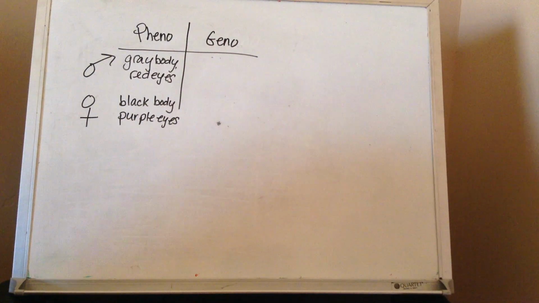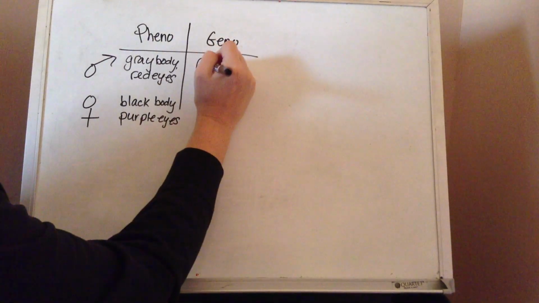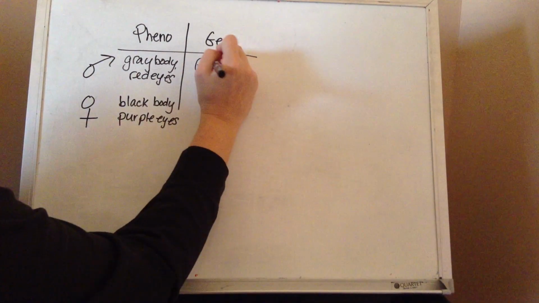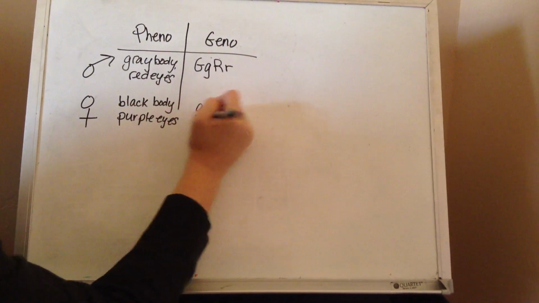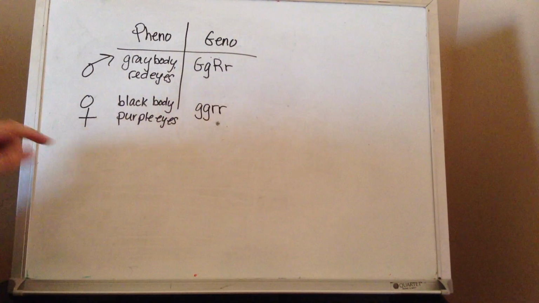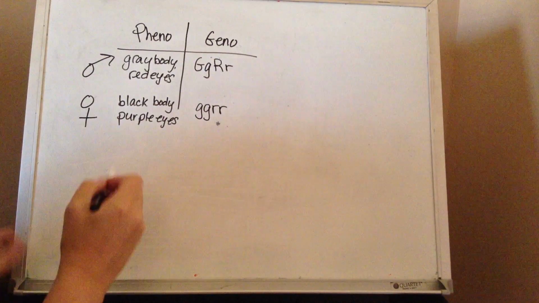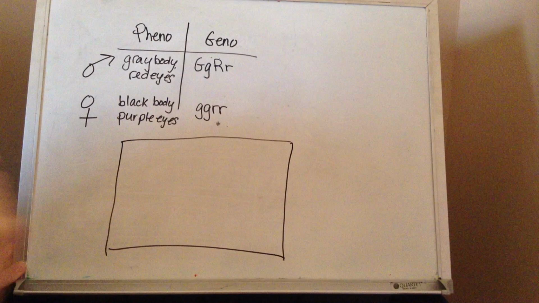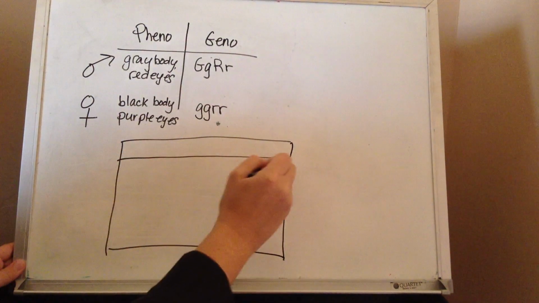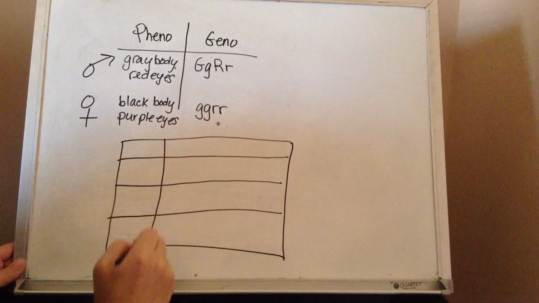Those are the phenotypes. The genotypes for those combinations will be big G, little g, big R, little r. And for the female will be little g, little g, little r, little r. So this would be heterozygous, and this would be homozygous recessive. Then we need to create our Punnett square. This Punnett square needs to be larger because we are working with 2 different genes.